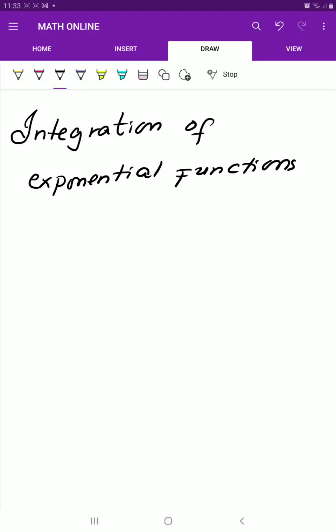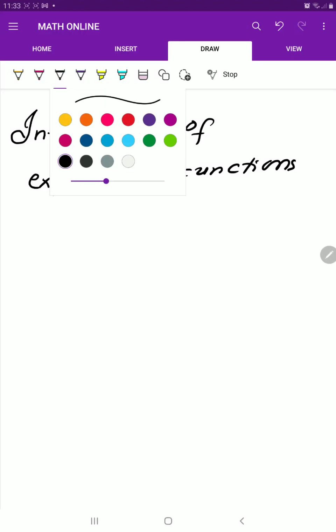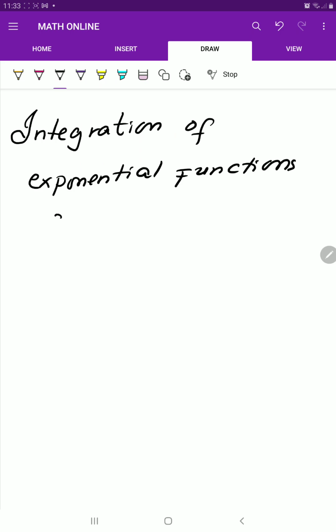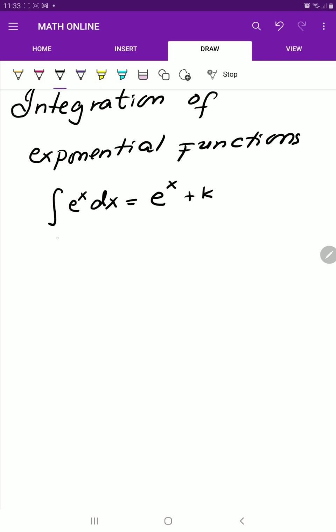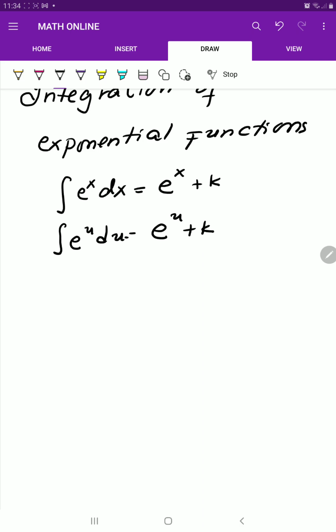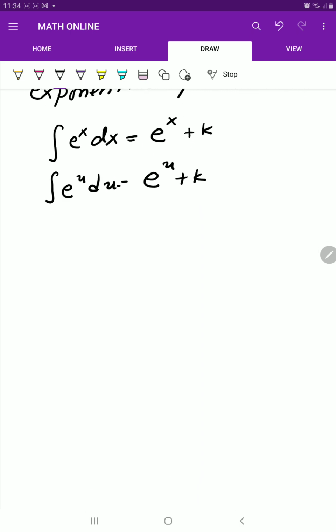Integration of exponential functions. Basically, we would like to integrate something in this form, and we know that the integral of e to the x dx is e to the x plus some constant. However, there is a chain rule version which says the integral of e to the u with respect to u is equal to e to the u plus k. Now let's try some examples and use it.